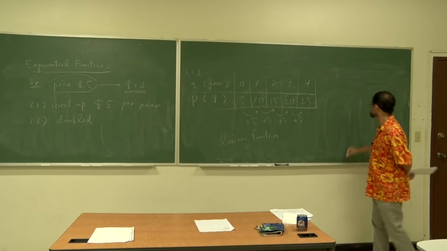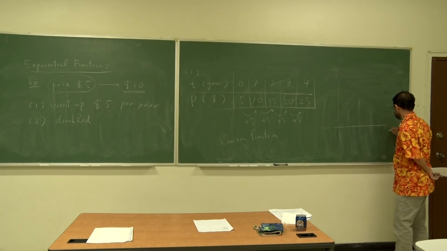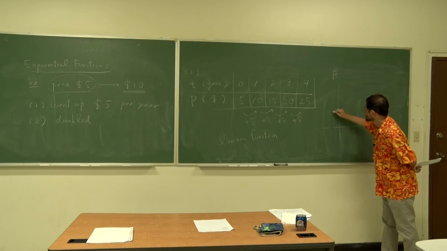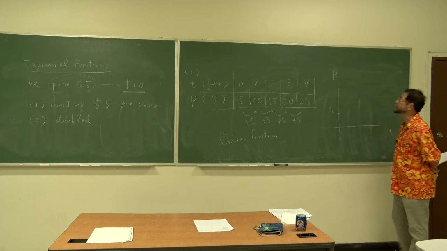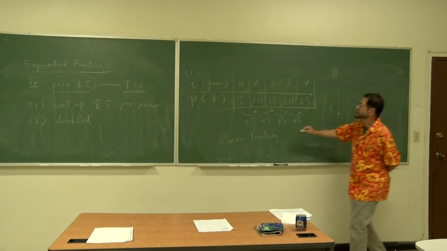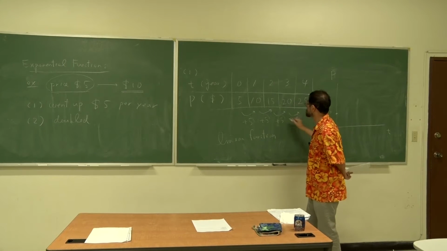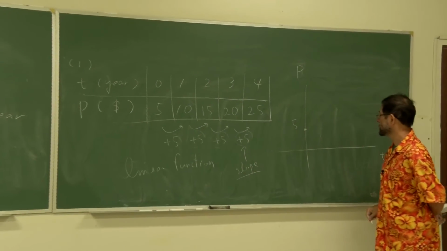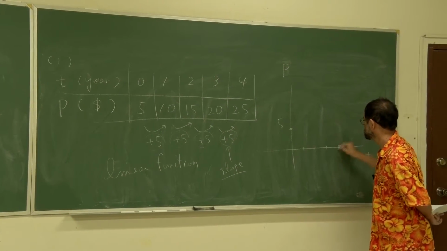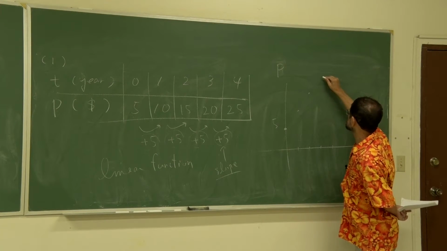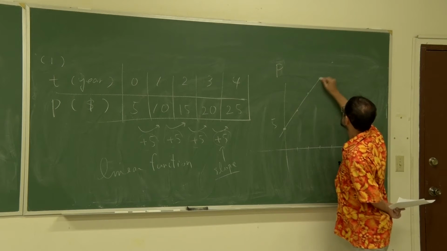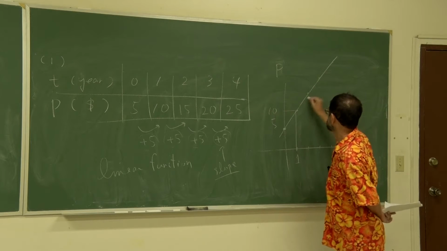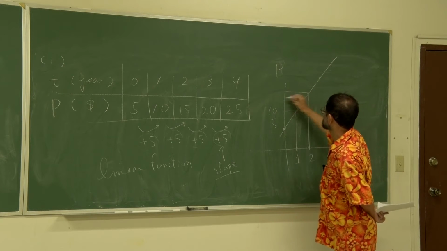If you graph this, T and P, the initial value is the P-intercept. And this number, the increment per year, is called the slope of this linear function. And in fact, you have a graph like this. The graph is just a straight line. 1 corresponds to 10, 2 corresponds to 15, and so on.